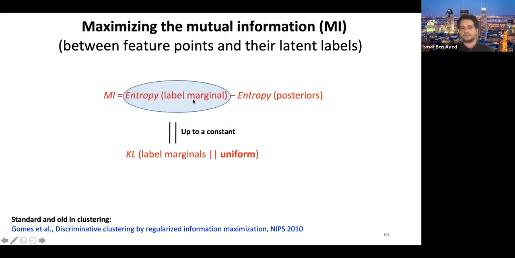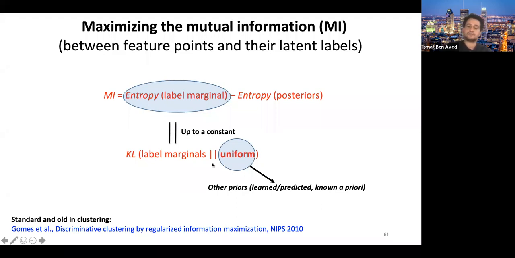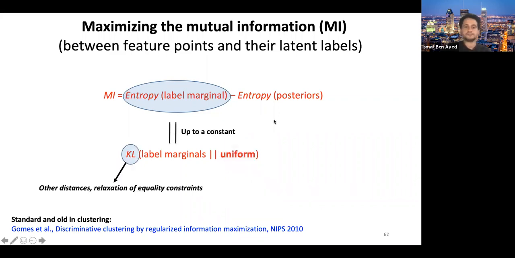And of course, you can write this entropy of the label marginal as some kind of KL between the label marginal and the uniform distribution. So it actually encourages balanced partitions or balanced classes. You can change this uniform to other priors, either learned or predicted or known a priori. So there are many variants that you can use to extend the mutual information. This is up to a constant. You can use other distances or relaxations or equality constraints and so on and so forth. So you can do a lot of proxies to the mutual information.